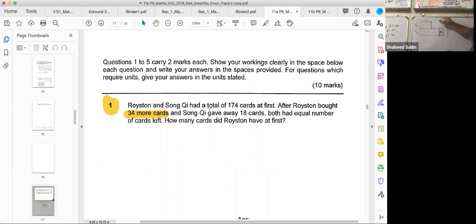Okay, so in order for us now to get these 2 units, I must plus 34. So I plus 34. I get 208. 208 is including of the 18. I must minus this 18. I get 190. This is 190 for 2 units. So 1 unit is 190 divided by 2, which is 95. From here to here is 95. But he bought 34 cards. So you must take 95 minus 34, and you will get 61. Now this method is correct.